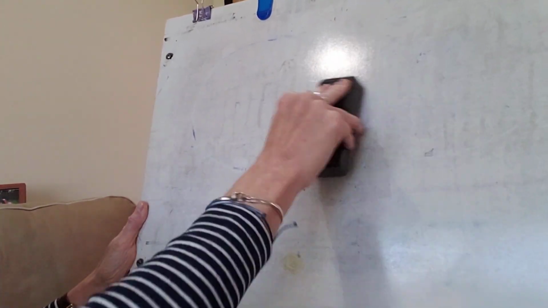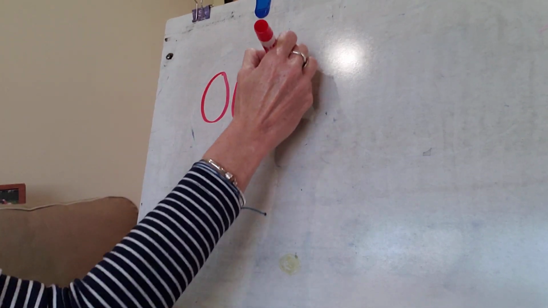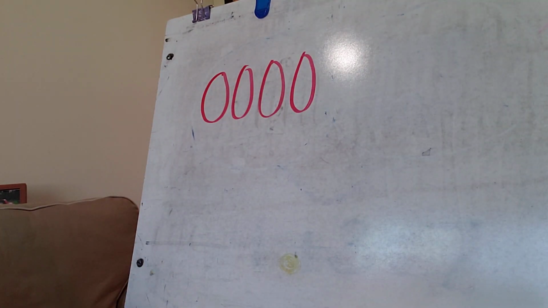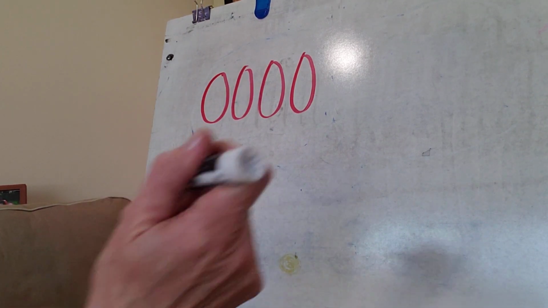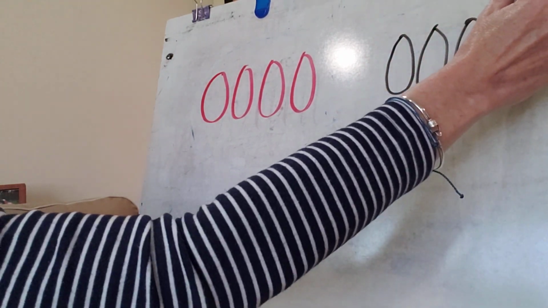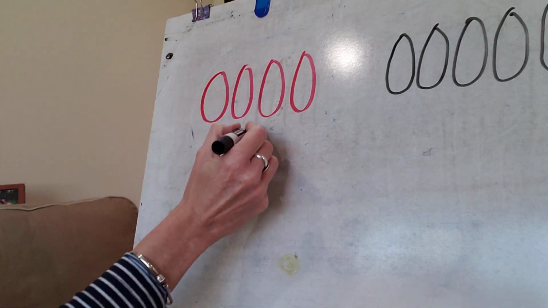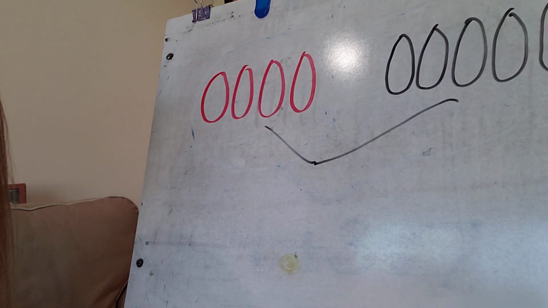Okay, let me erase this. All right, and how about if I try one like this? Let's say we'll use red for these. Okay, say the hen lays 4 eggs, not 4 legs, okay? And then say another hen lays 5 eggs, okay? I want to know how many eggs I have all together.